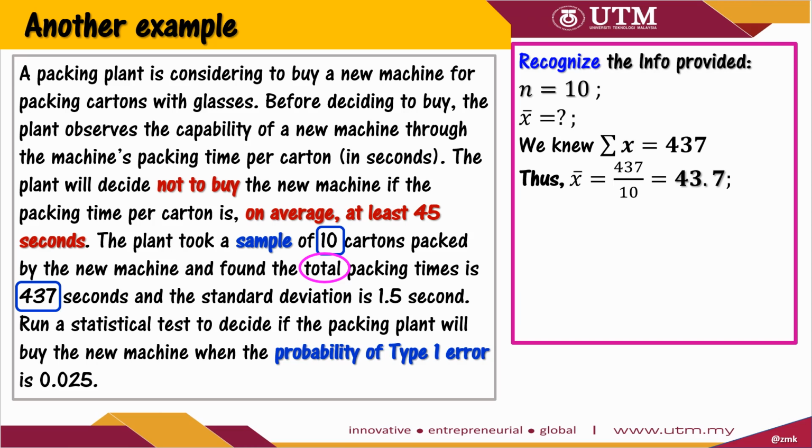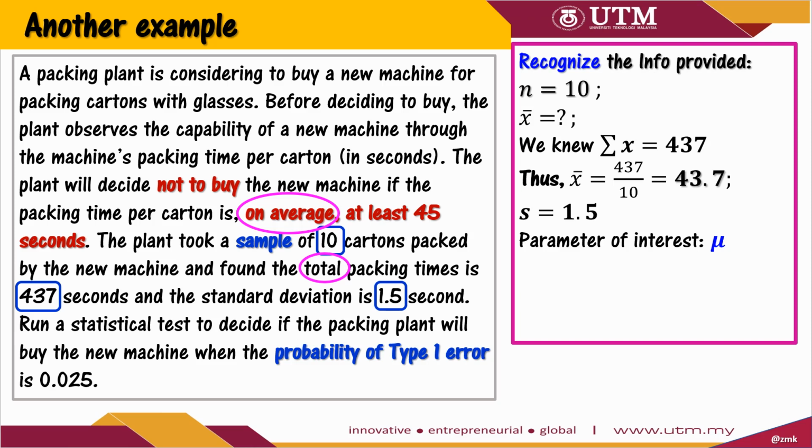Next, we know the sample standard deviation is 1.5 seconds, so we can write s equal to 1.5. What else can we write down? What about the parameter that we want to test? The parameter relates to the plant's decision whether to buy or not to buy the new machine, and this has to do with the average packing time per carton, right? So the parameter of interest in this example is clearly the population mean mu.